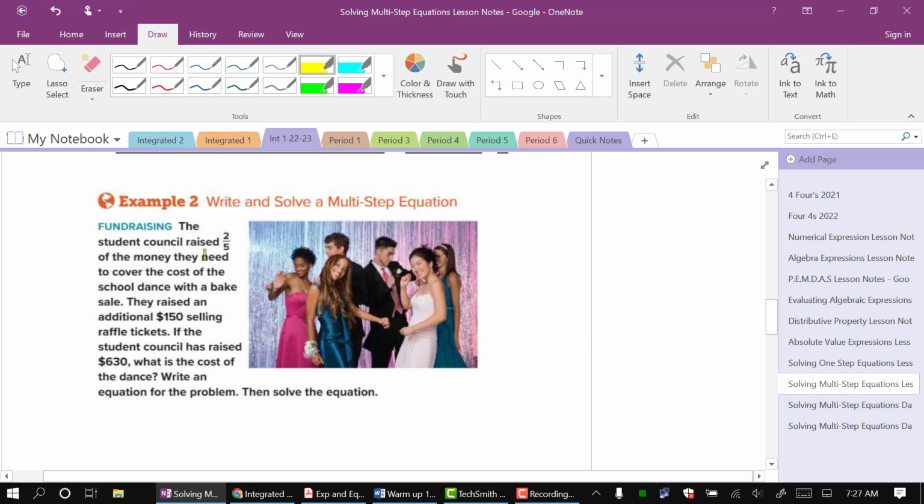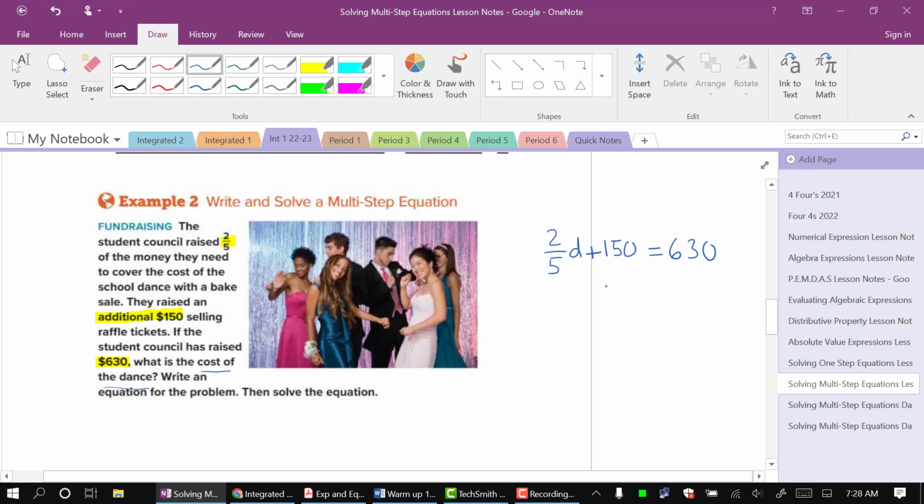So the student council raised 2/5 of the money they needed for a bake sale. Then they raised an additional $150 selling raffle tickets. If they raised a total of $630, what is the cost of the dance? So cost of dance, that's what we're trying to solve for. Well, 2/5 of the money was raised in a bake sale. So 2/5 of the money for the dance was raised in the bake sale. Then they sold an additional $150 for a grand total of $630.